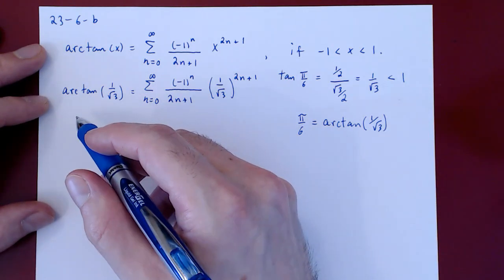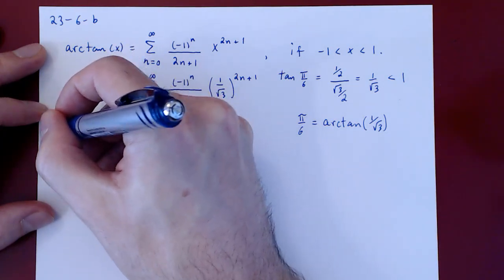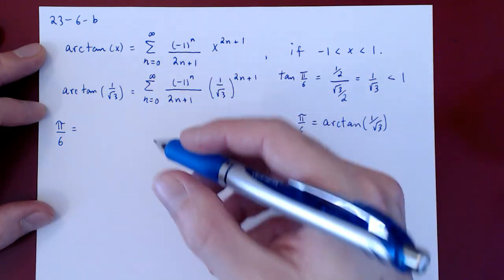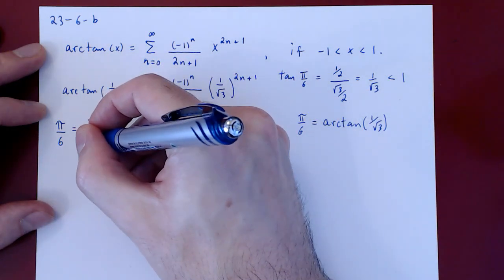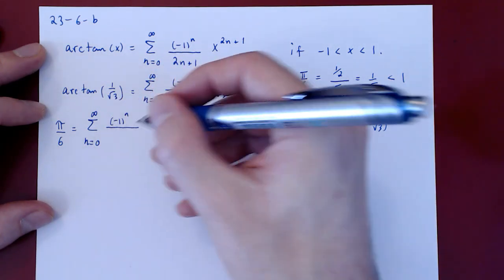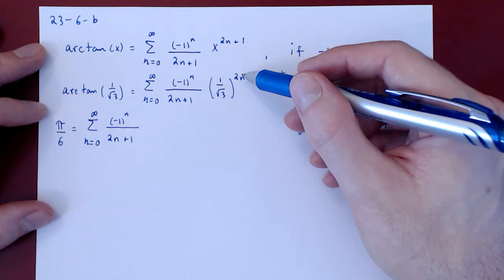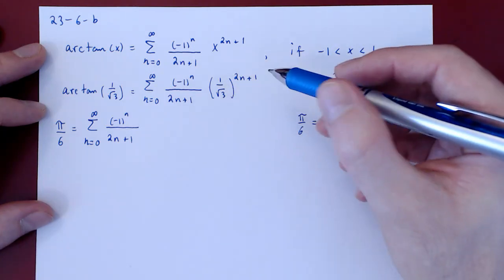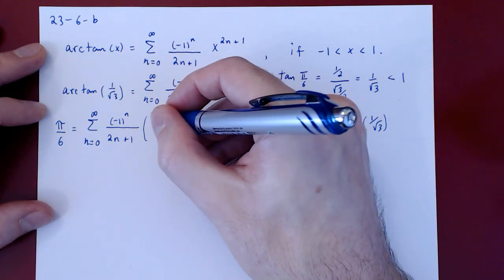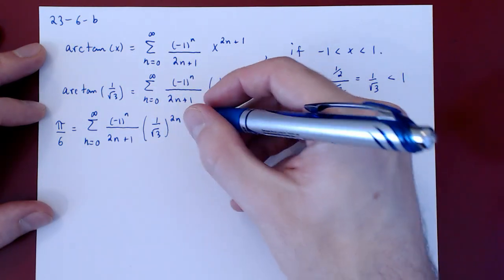So on the left, as we've just showed, arctan of 1 over √3 is pi over 6. On the right, let's try and simplify this term. Everything else is already simplified. So we have here an even power. The square will cancel the square root of 3. But we have this leftover of plus 1, so let's split those two terms up as 1 over √3 to the 2n times the leftover of 1 over √3.